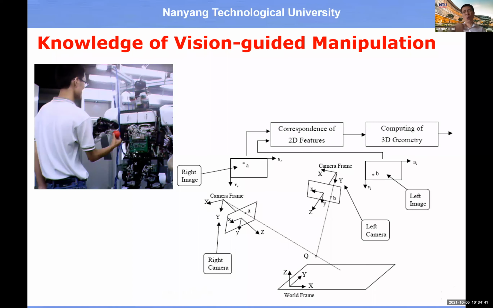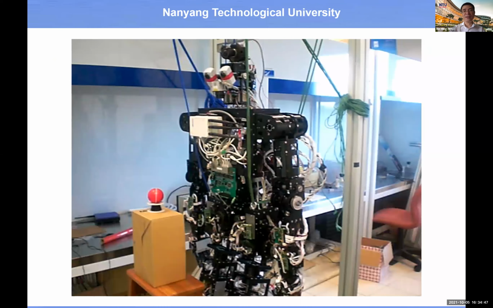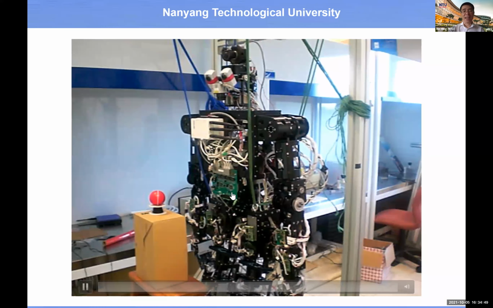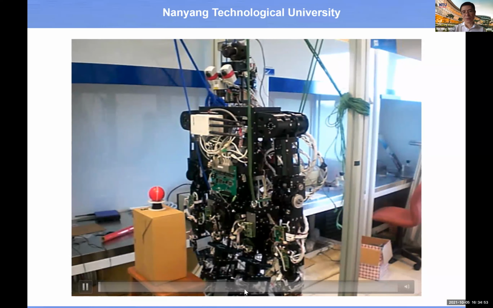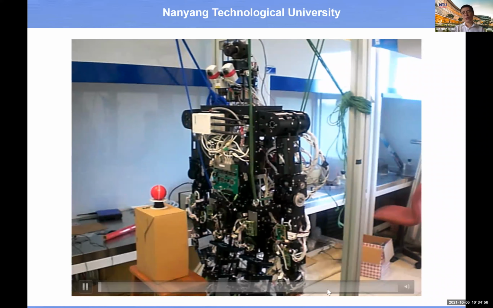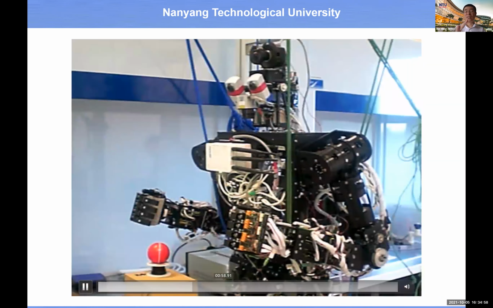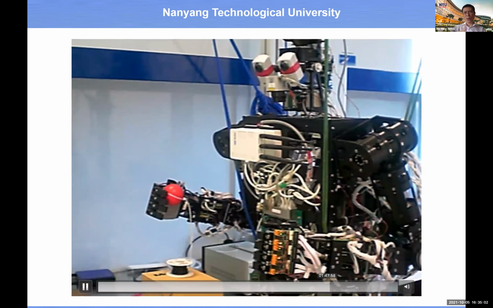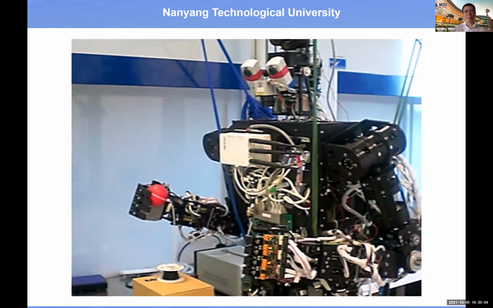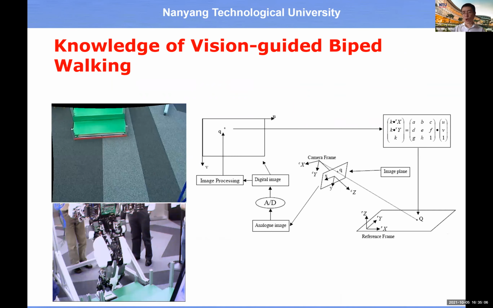But today, for vision-guided manipulation, there's no obstacle. We can easily achieve hand-eye coordination, but due to time constraints, I will just quickly pass through. Today, a robot can autonomously undertake hand-eye coordination, which is not an issue. And also vision-guided biped walking, there's no obstacle, no limit.